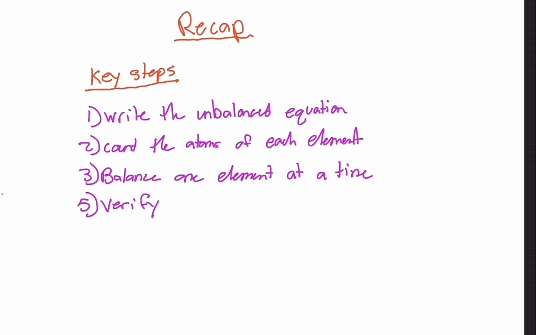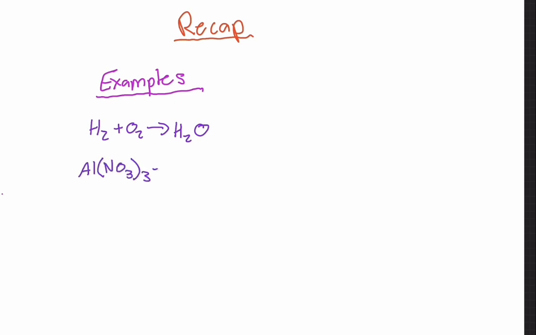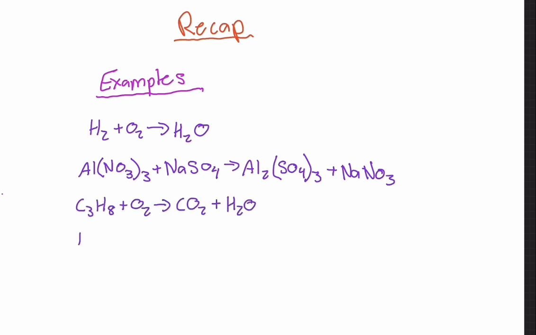And step 4 would be to verify. Ensure equal atom counts for each element on both sides and use the simplest whole number coefficients. In this video, we used the 4 following examples to highlight how to balance these chemical reactions. With practice, balancing chemical equations becomes straightforward. Just remember to start with individual elements or polyatomic ions, use coefficients to adjust the atom counts, and verify each element at the end.